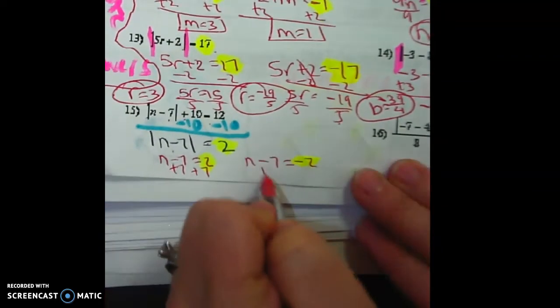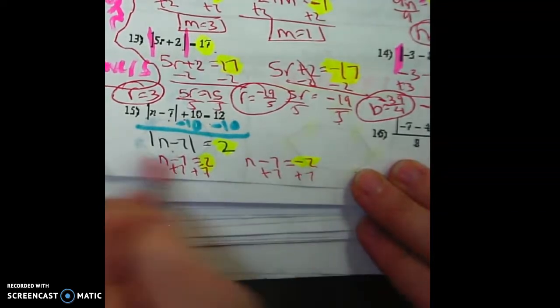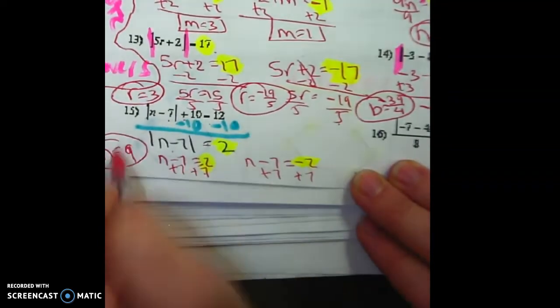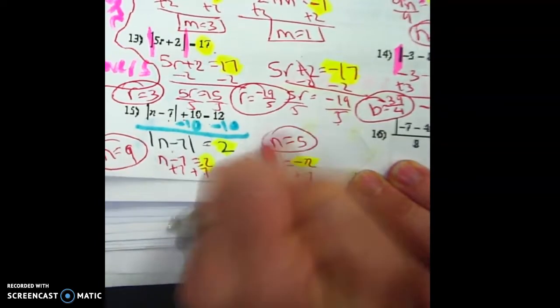Plus 7, plus 7. 2 plus 7 is 9. Negative 2 plus 7 is 5.